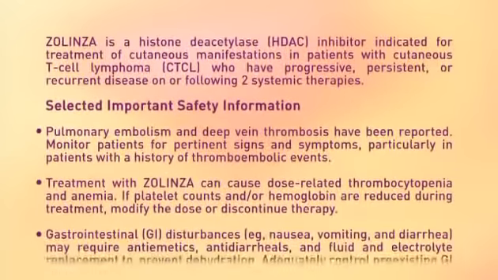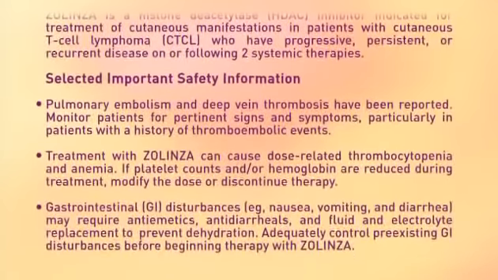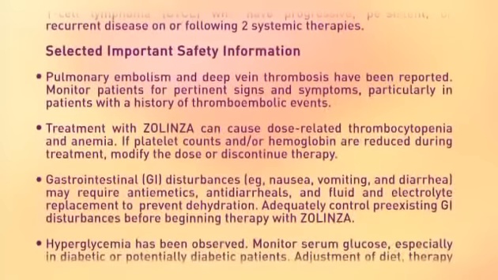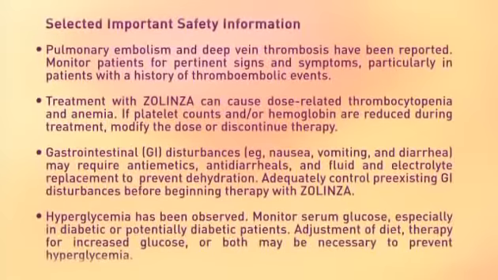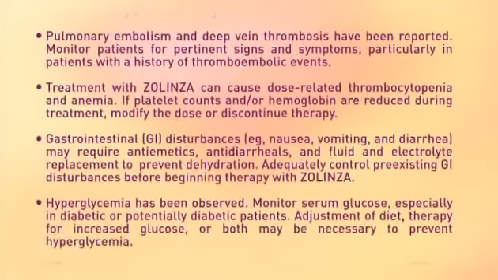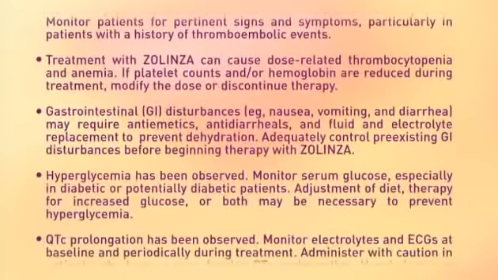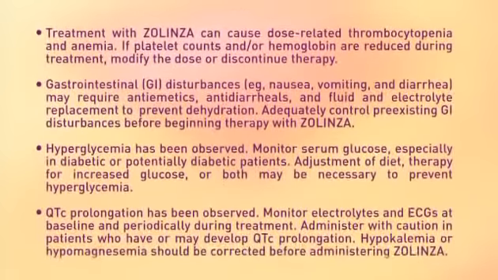Treatment with Zolinza can cause dose-related thrombocytopenia and anemia. If platelet counts and/or hemoglobin are reduced during treatment, modify the dose or discontinue therapy. Gastrointestinal disturbances may require antiemetics, antidiarrheals, and fluid and electrolyte replacement to prevent dehydration. Pre-existing GI disturbances should be adequately controlled before beginning therapy with Zolinza.